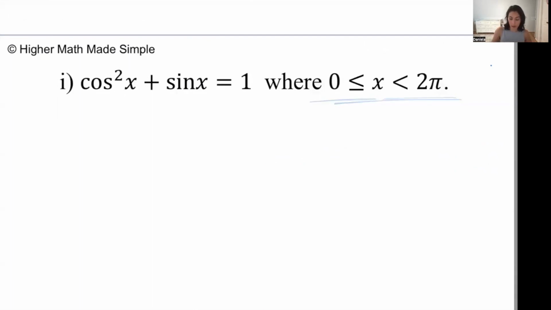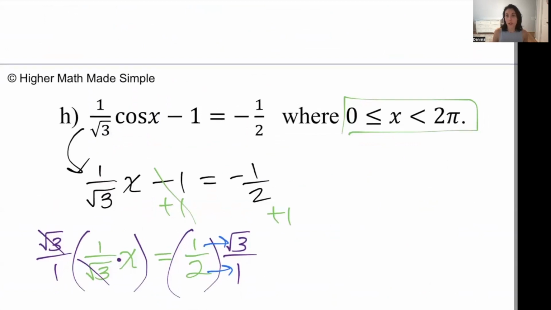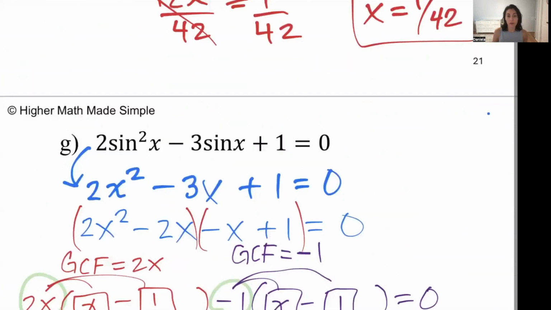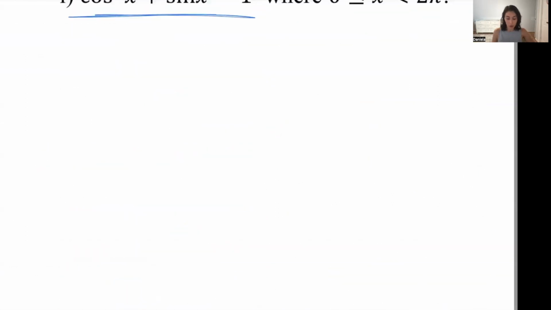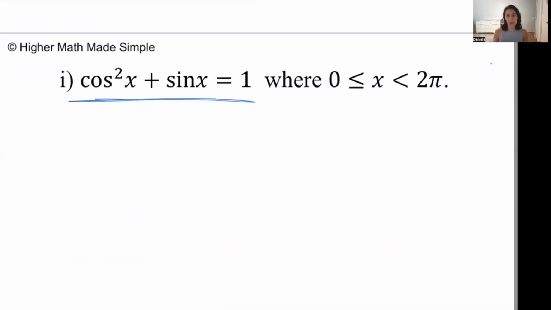The second thing that you probably have noticed is that you have both a cosine function and a sine function in the same problem. The previous problem, part H, was only a cosine function, and the one before that was only a sine function. So what happens when you have a mix of both? What should go off in your head is that this is probably another Pythagorean identity that we want to manipulate and substitute, so that you end up with only a cosine function or only a sine function.